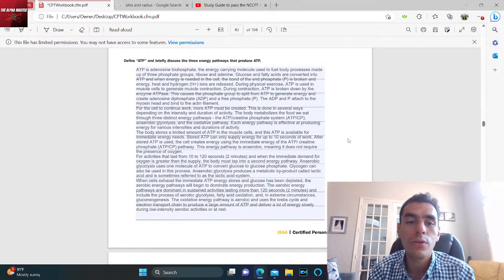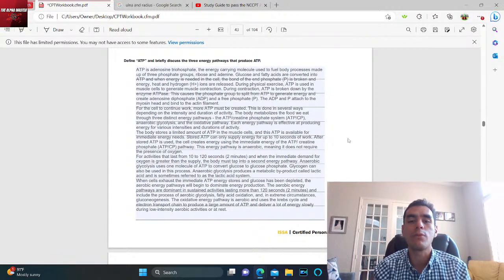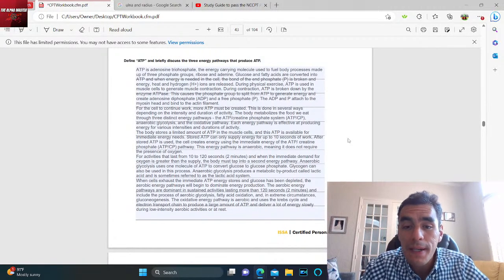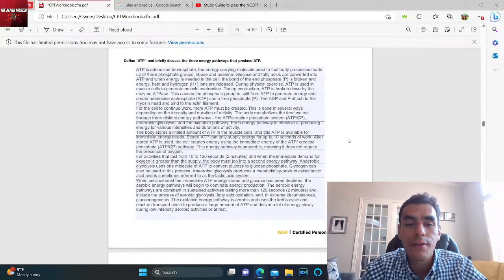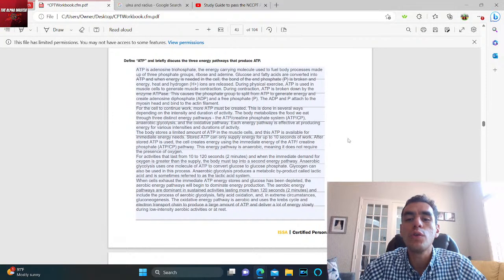Now, for the cell to continue to work, more ATP must be created. This is done in several ways depending on the intensity and duration of activity. The body metabolizes the food we eat through three distinct energy pathways: the ATP-creatine phosphate system, ATP-CP, anaerobic glycolysis, and the oxidative pathway, which is aerobic. Each energy pathway is effective at producing energy for various intensities and durations of activity.